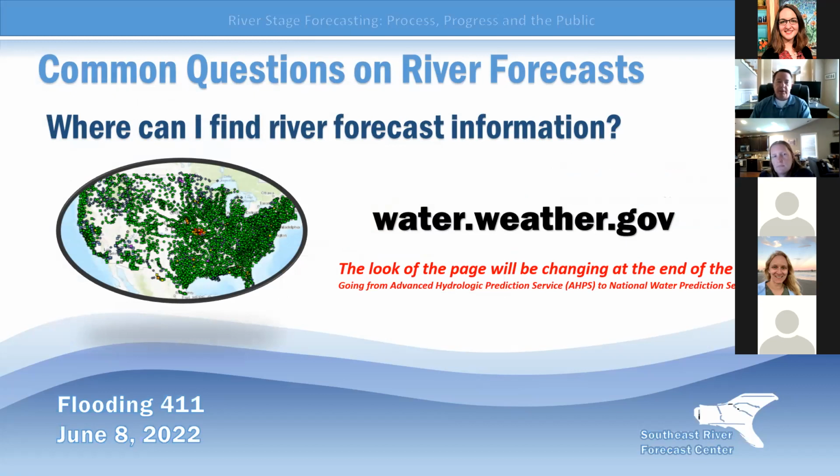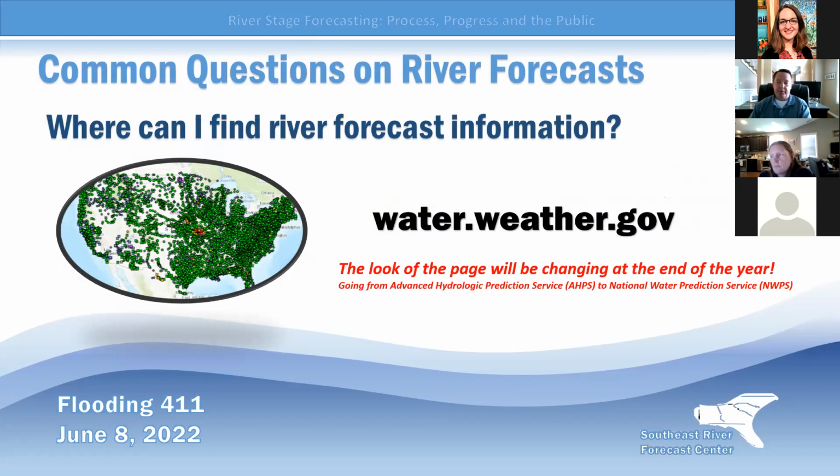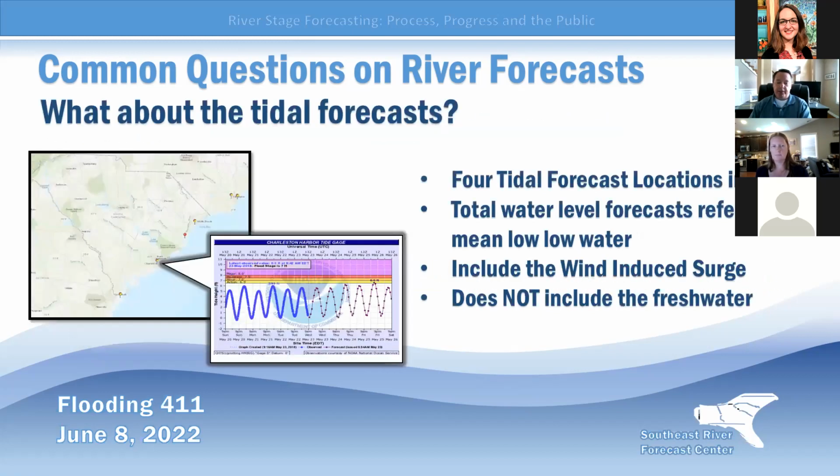Most of you are probably familiar with the acronym AHPS, the Advanced Hydrologic Prediction Service. That's where all the forecasts are. By the end of the year, this will be changing over to the National Water Prediction Service, which will include an array of different water forecasts, as you see currently, as well as some new services potentially from the National Water Model.